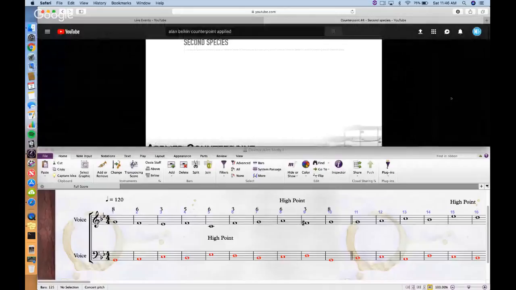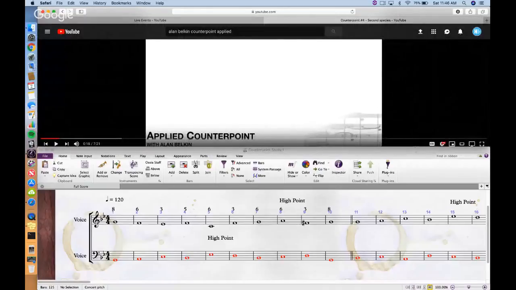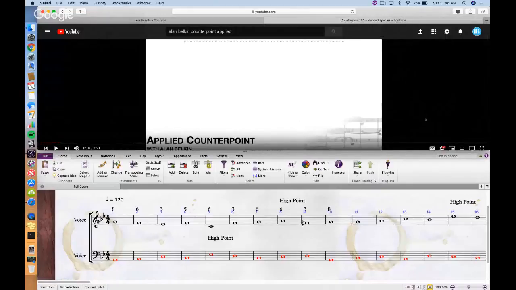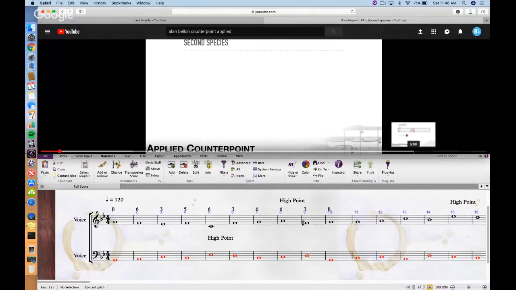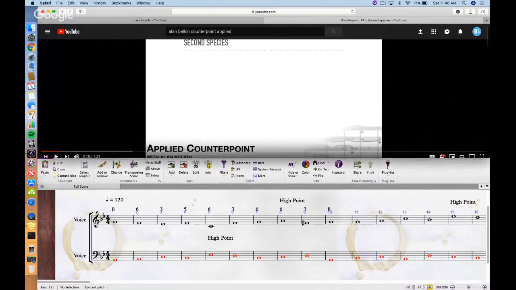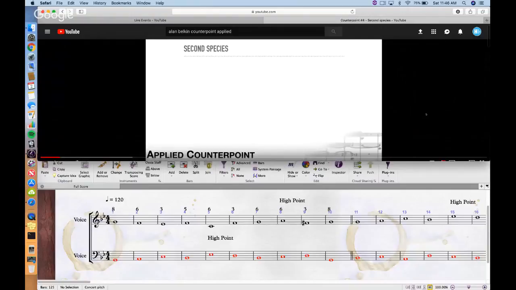So here we are. The last place that I left off, we were doing species counterpoint, and I think I had just started second species, and it kind of cut off because of another one of those kernel panics. So here we are. I'm going to continue with this.